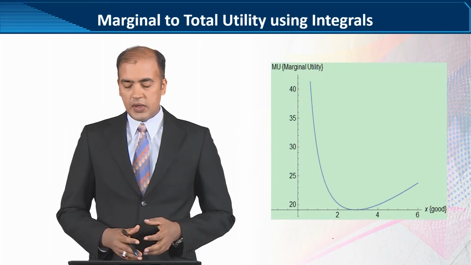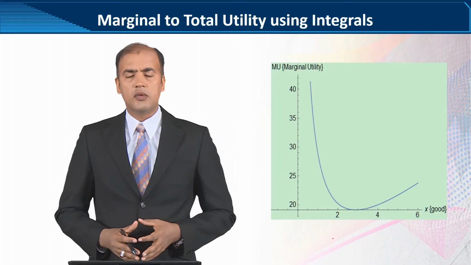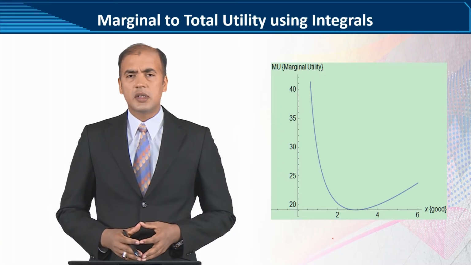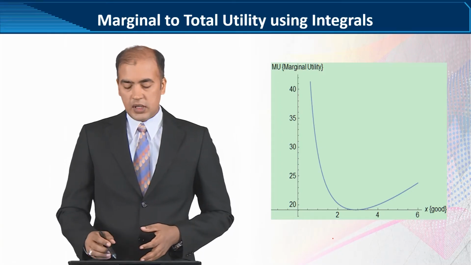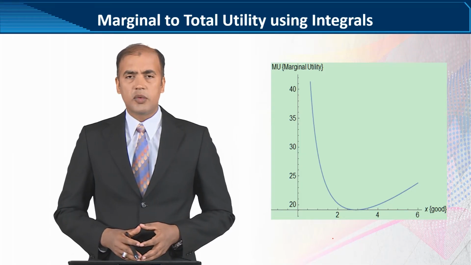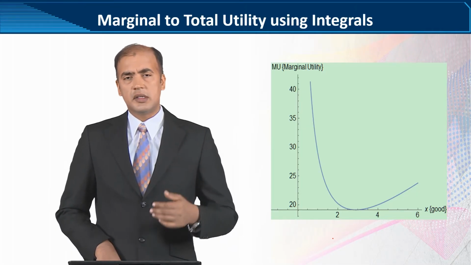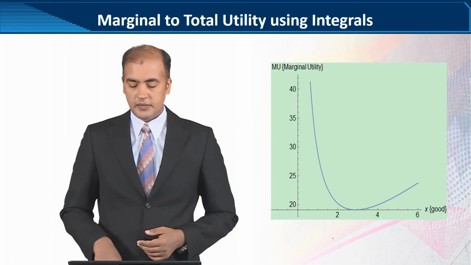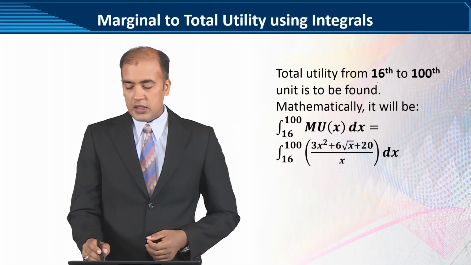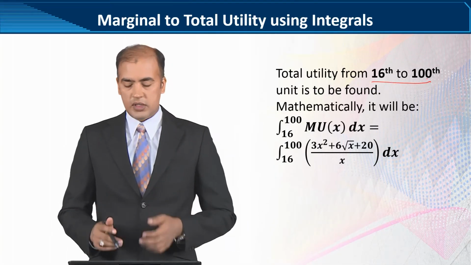Before we do that, we are getting an idea of how the diagram will look. How will this utility function appear in a graph? So you can see that there is a certain relationship depicted with the help of this diagram. It's a marginal utility function. That is why it's in this certain shape. Now we are assuming that the lower and upper limits are from the 16th to the 100th.